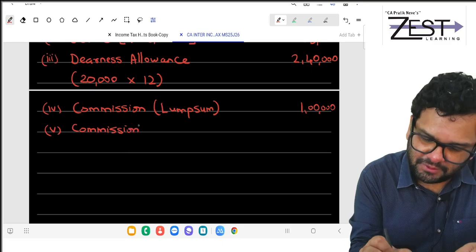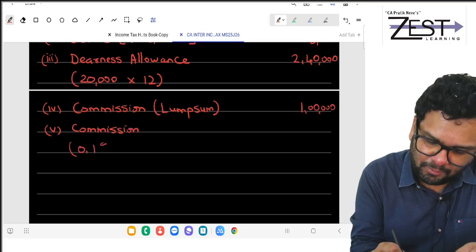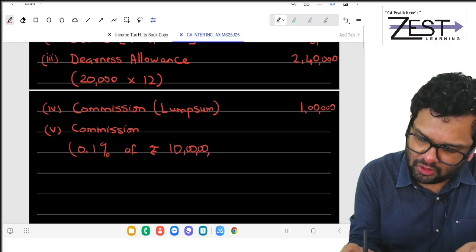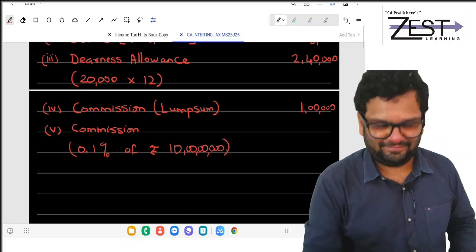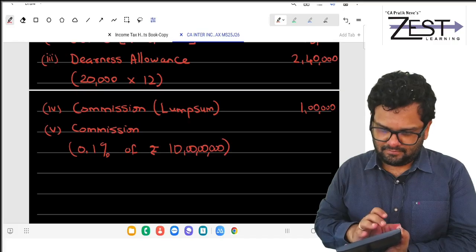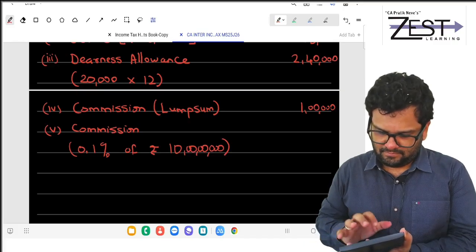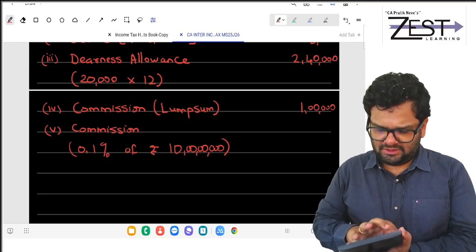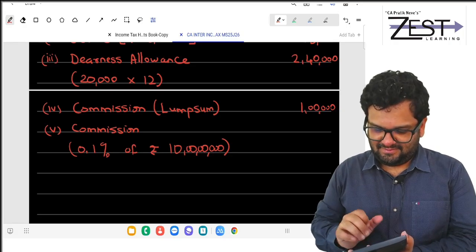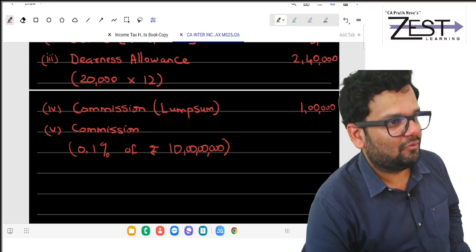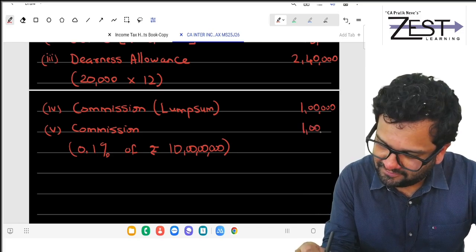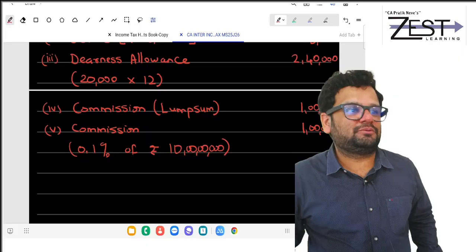You have one commission which is a percentage of sales. I think 0.1% of rupees 10 crore, 10 with 7 zeros. Calculate 10 crore into 0.1%. How much? Calculate properly. It comes to 1 lakh. Please, here it comes to 1 lakh. Otherwise, you will land up in a problem if you take 10 lakh.